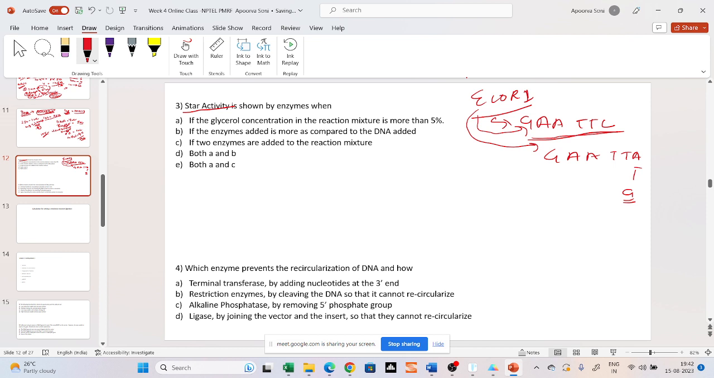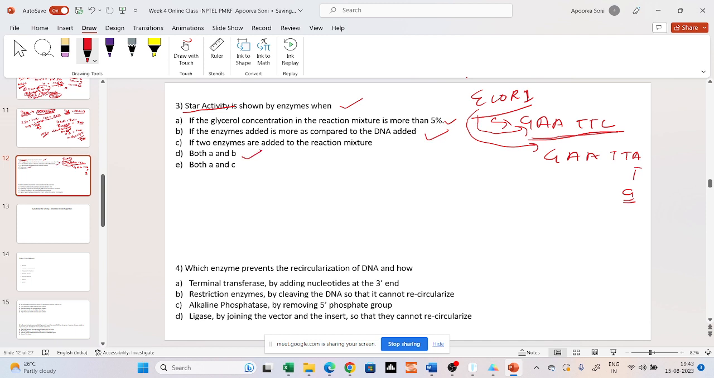Star activity is shown by enzymes when the glycerol concentration in the reaction mixture is more than 5%, and if the enzyme added is more as compared to the DNA. So the answer is A and B.